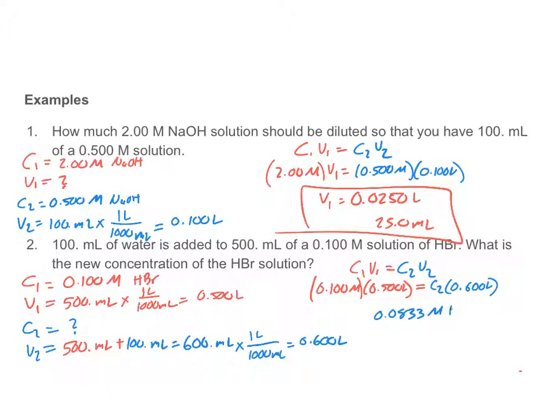So 0.1 times 0.5 divided by 0.6 will give me a concentration of my new solution of 0.0833 molar HBr, which will equal C2. And hopefully that makes some sense, because I added water to something. By adding water, I should be decreasing the concentration. Like I said, hopefully that should make some sense.